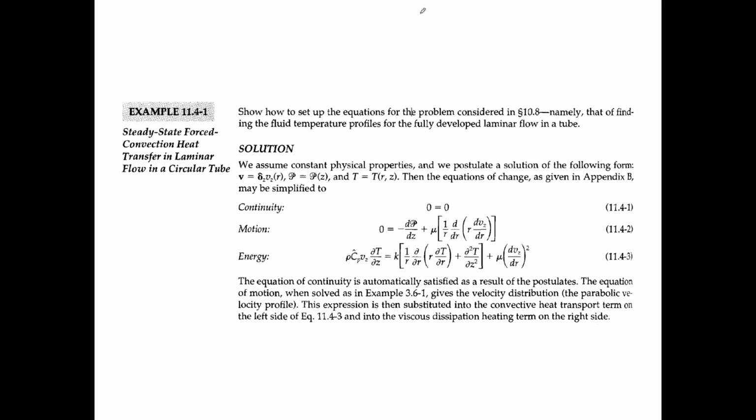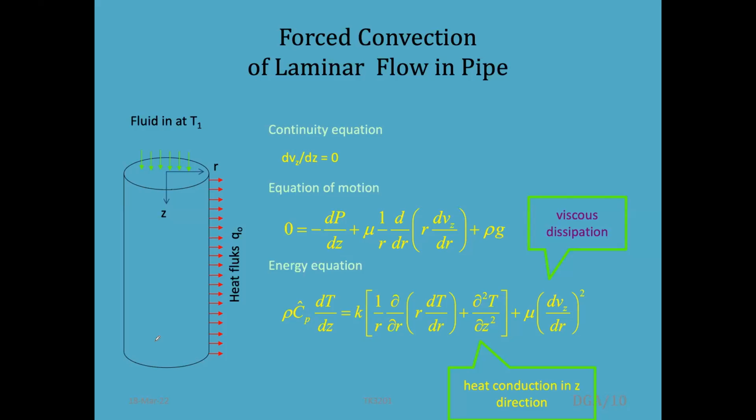Okay, I remember, it's going to look like this. Let's say we have forced convection in laminar flow in the pipe, with a fluid at temperature T1 flowing in this direction. Then from the outside you have the heat flux to take heat out, maybe using cooling water. The heat flux is constant, Q0.